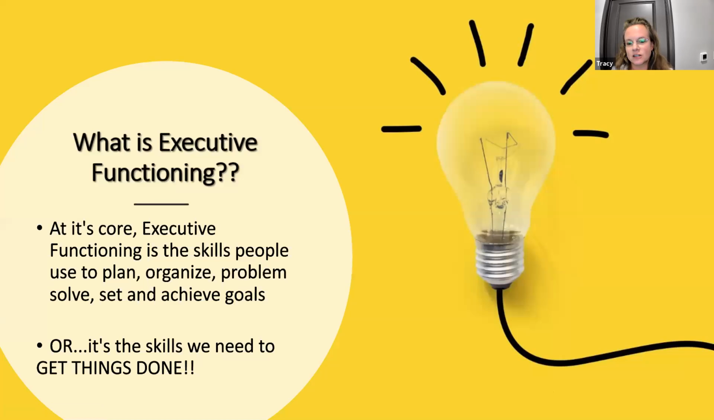If you've never heard of executive functioning, you may not have heard any of these definitions, but if you have, you may have heard many different definitions. As I've described this to people over the last couple of years and listened to many experts talk about it, I've heard a ton of different definitions, some that are very long and involved and some that are quite simple. And those are the ones that I really like. So at its core, executive functioning is the skills people use to plan, organize, problem solve, set and achieve goals. And quite simply, it's just the skills that we need to get things done.